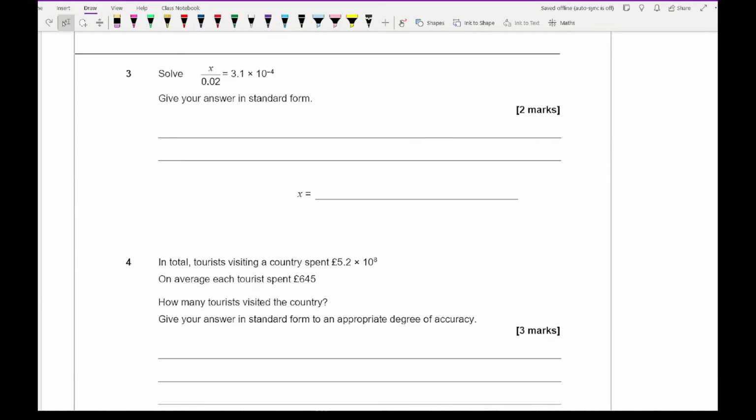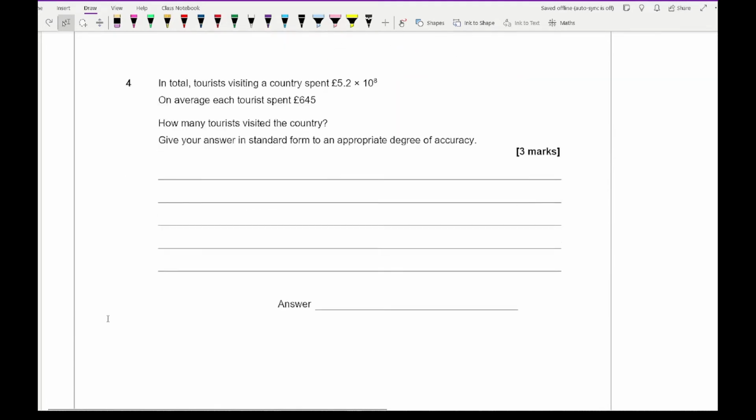So moving on to question 3, it says solve x over 0.02 equals 3.1 times 10 to the power of minus 4. Give your answer in standard form. So again, this will most likely be another calculator question. So here what we want to do is get rid of this 0.02, and we do that by taking it to the other side and multiplying by 0.02. So x equals 3.1 times 10 to the power of minus 4 multiplied by 0.02, and if I type that all into my calculator, you should have an answer of 6.2 times 10 to the power of minus 6. And I would say that most calculators would already give your answer in standard form anyway, so it's just a case of copying the numbers from your screen.